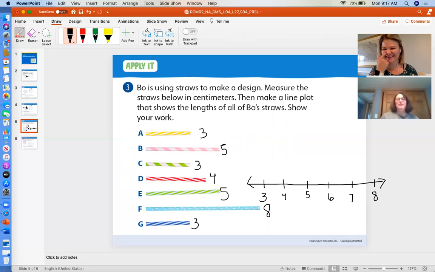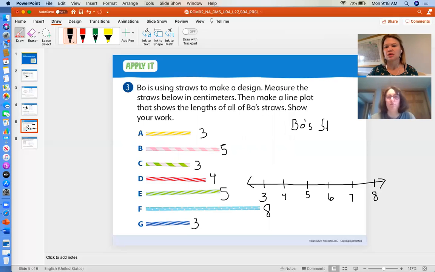I'm pretty impressed with my abilities there. Nice. Okay, let's go ahead and give it a title. Straw lengths, would that be good? Sure. Or what do we want to say? We could name it, since we know it's bows, we could say bows straws. Oh yeah, I like that. Or straw lengths would work too. Either one of those would have been great.